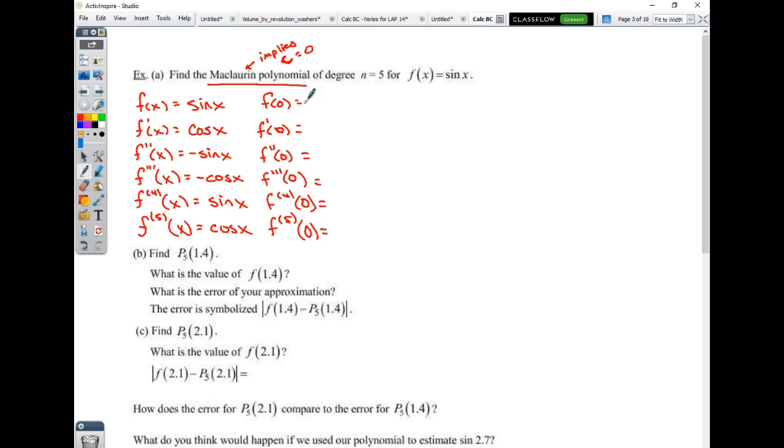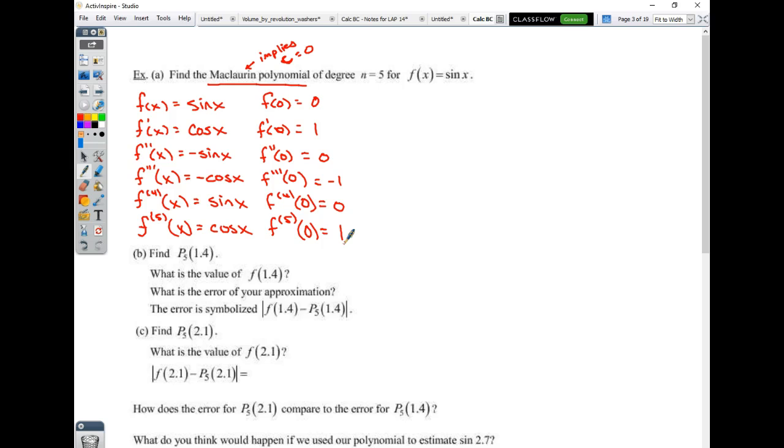Whew. What is the sine of 0? F prime of 0. Negative sine of 0. Negative cosine of 0. Sine of 0. 0. Cosine of 0. This is why we like this.